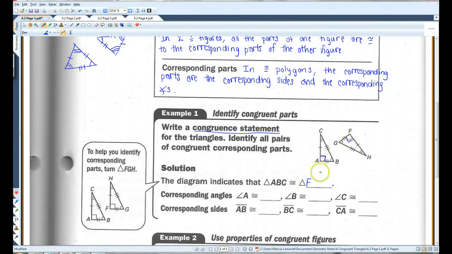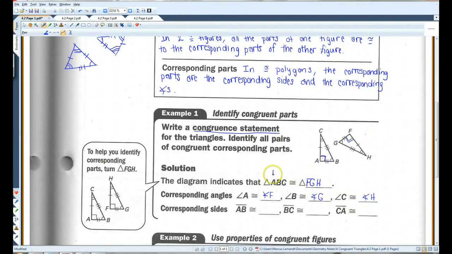Likewise, angle B, that's the second one, corresponds with G. Notice how both of those have only one arc. And then the last one would be H. Okay? Corresponding angles, angle A is congruent to angle F. Angle B is congruent to angle G. Angle C is congruent to angle H. So, notice that A and F are first because they're congruent. B and G are second because they're congruent. C and H are third because they're congruent.